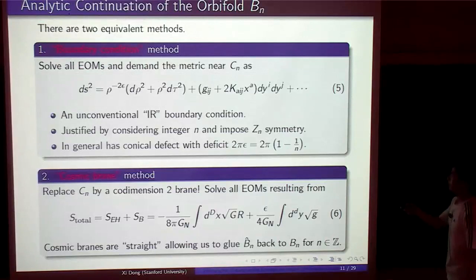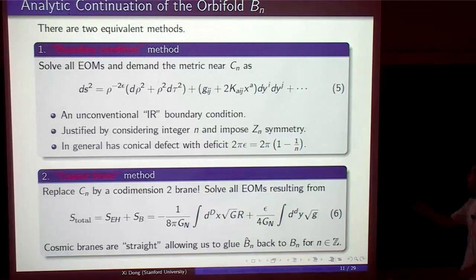The boundary condition near the conical defect is something like this, where rho and tau are coordinates in the orthogonal directions. Epsilon is defined as 1 minus 1 over n, so the conical defect is 2 pi times epsilon, and there is some transverse geometry. It's just an unconventional IR boundary condition. We can actually work this out and justify the form of the metric by first working out integer n, imposing the Zn symmetry. That puts a constraint on what terms are allowed in the metric in the expansion around this conical defect. And then we simply analytically continue that to non-integer n. So that's the right boundary condition.